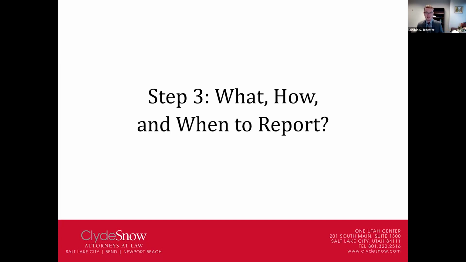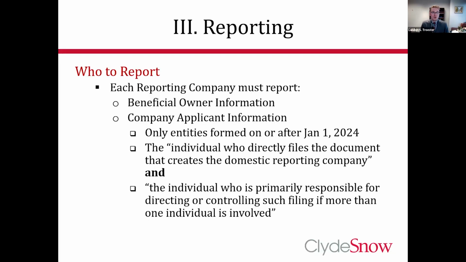Now let's talk about how you do this thing. If a reporting company is not exempt, they have to report beneficial owner information as well as company applicants. Now, this is only for entities formed this year. So for all the entities that we as attorneys have formed over the last 5+ years, this is not a major concern. For entities formed this year and going forward, though, the individual who directly files the document that creates the company, as well as the individual who is primarily responsible for causing that document to be filed, are company applicants, and their information has to be reported as well.